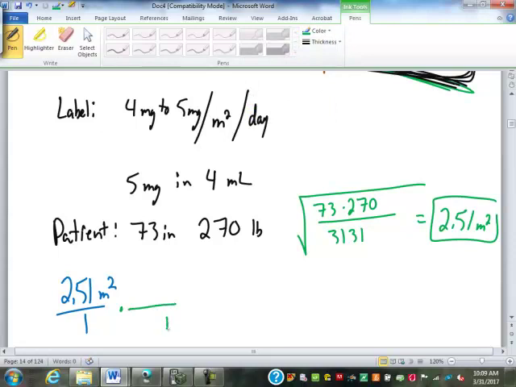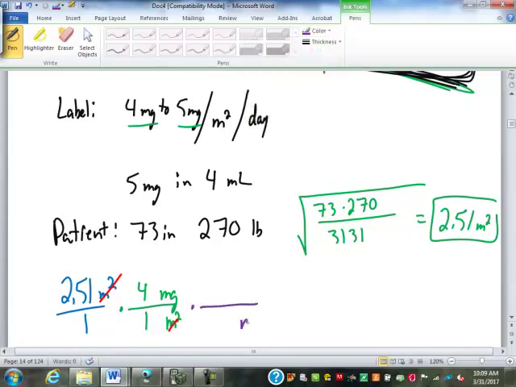We're going to get rid of square meters, trying to go to milligrams. I can either use the 4 or the 5. I'm going to use the 4 this time because I've always used the big one before. So 4 milligrams per square meter. That'll get rid of the square meters. Then we'll do it all in one step this time.